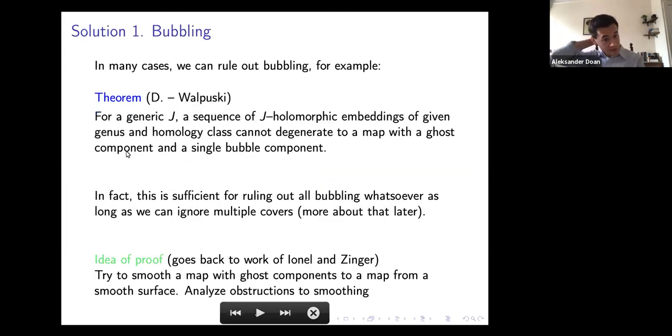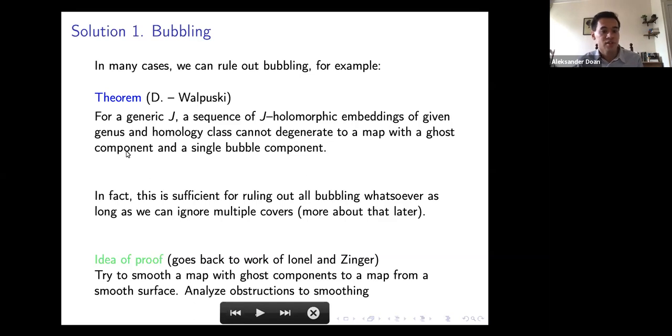So actually, there are some standard techniques that help you deal with this problem. Again, I'm talking about the case when I have a 6-manifold with homology class 0. In many cases, you can rule out these pathological phenomena. They happen, but they are non-generic. So as long as you're interested in generic almost complex structures, you can rule them out. Here is an example of a result.